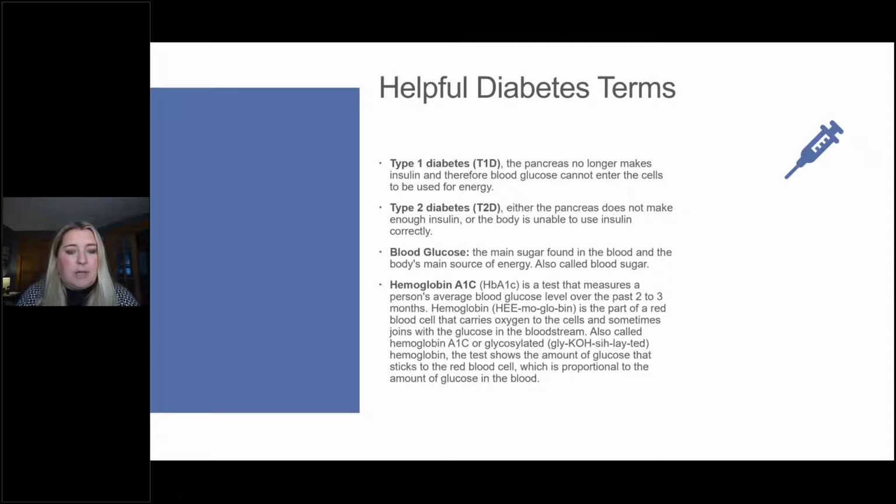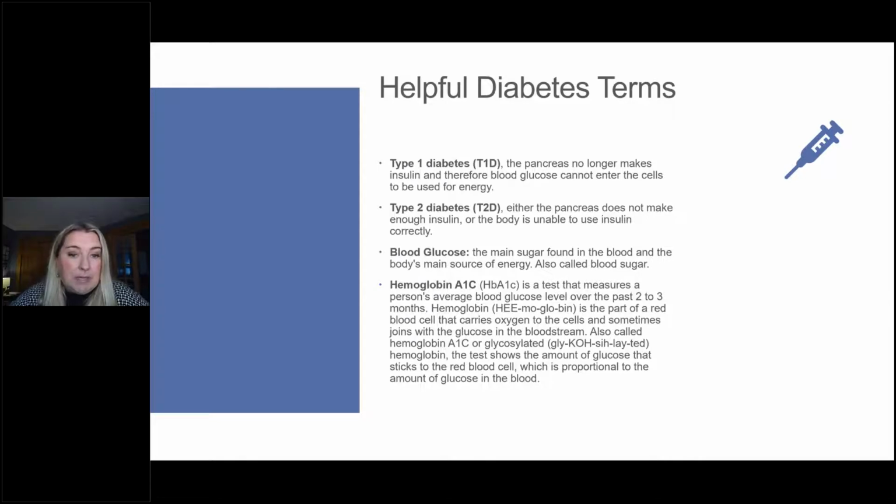Blood glucose, or blood sugar, you'll hear different words around this. That's the main sugar found in the blood and the body's main source of energy. So that's why there's a lot of focus put on, what is your blood sugar? What are your levels? Things like that.